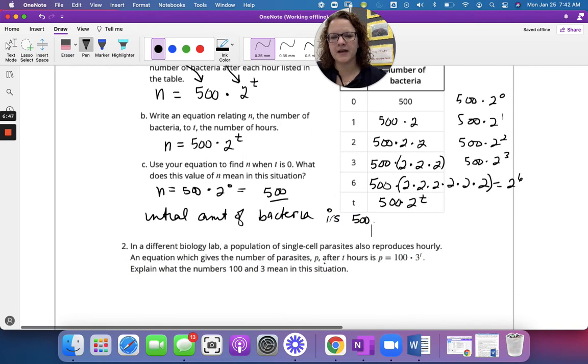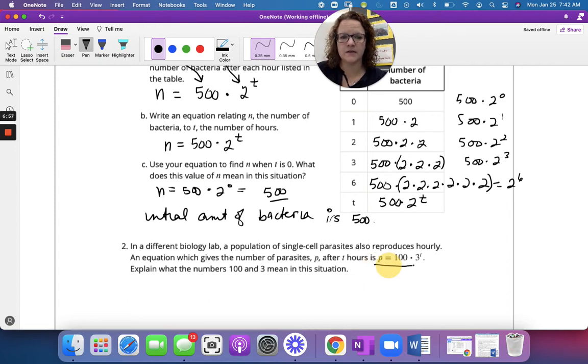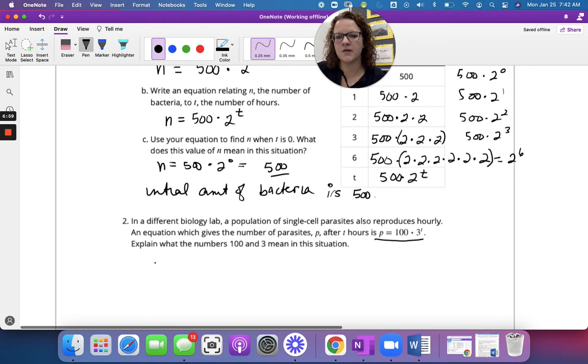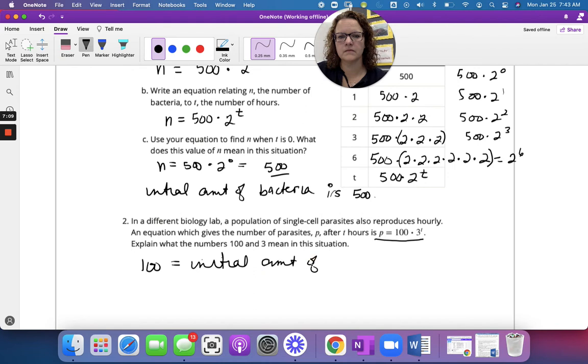In a different biology lab, a population of single-cell parasites also reproduces hourly. An equation which gives the number of parasites P after T hours is here. Explain what the numbers 100 and 300 mean in this situation. Well, 100 is my initial amount of parasites at time 0. And the 3 means that every hour it is tripling.